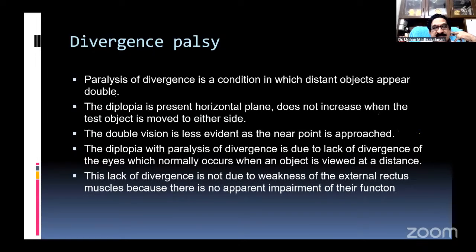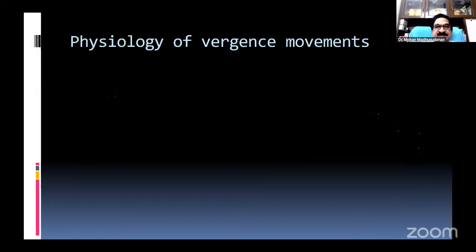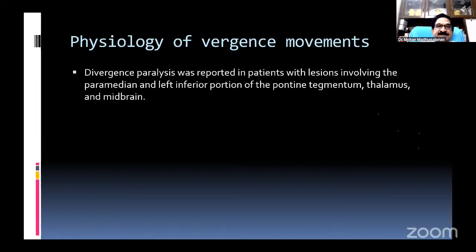The lack of divergence is not due to weakness of the extraocular muscles, but because of the apparent impairment of their function on divergence testing. Now, a little bit about the physiology of divergence movements. Divergence paralysis is reported in patients with lesions involving the paramedian and left inferior portion of the pontine tegmentum. Some patients had lesions in part of the pontine tegmentum, thalamus or the midbrain.